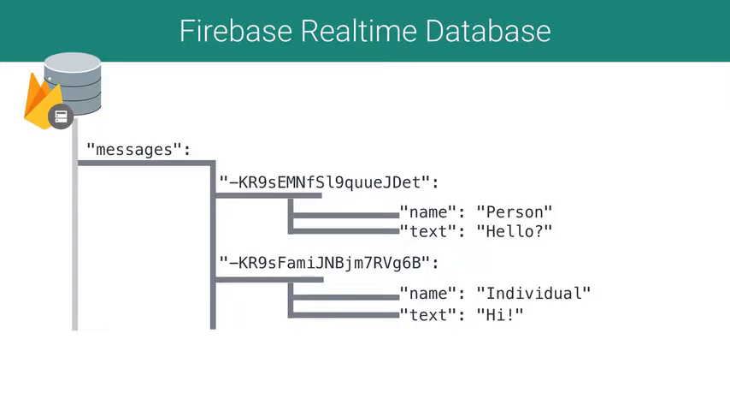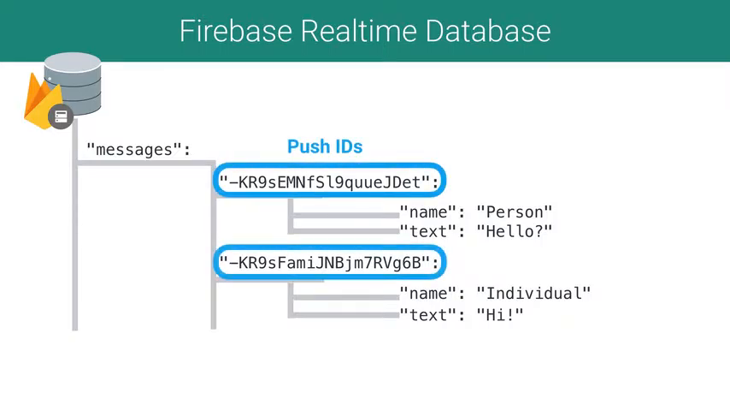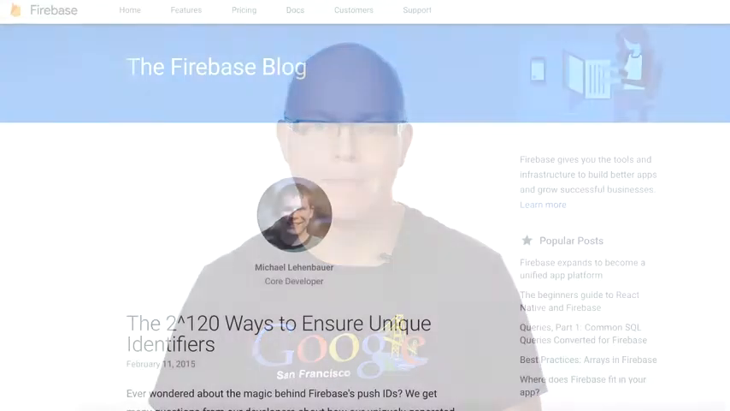These unique keys are called push IDs in Firebase, because they are generated with the push function, or, when you're on iOS, the function called childByAutoId. We'll talk about the push function later, and we'll work with push IDs in the Friendly Chat app.